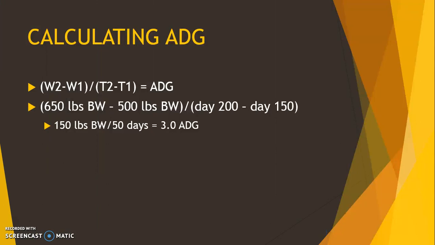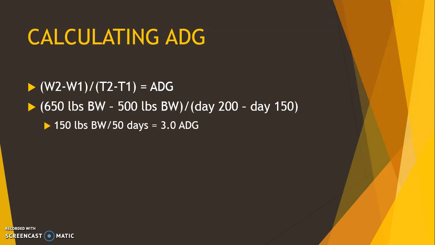So, kind of finishing up this section and talking about how to calculate average daily gain. Basically, it's end weight minus beginning weight divided by the difference in days equals your average daily gain. So I provide you an example here. If we weighed some steers that currently weigh about 650 pounds, and the last time we weighed them they weighed 500 pounds, and there was about a 50-day window in there in which those animals were growing, we do a little division there and we come up with an average daily gain of 3.